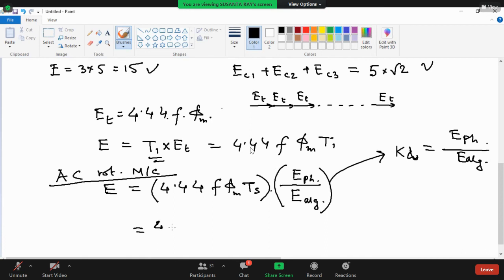Got my point? Yes, sir. That means we want to keep the expression which we have learned for transformers. Therefore, this KD is coming.